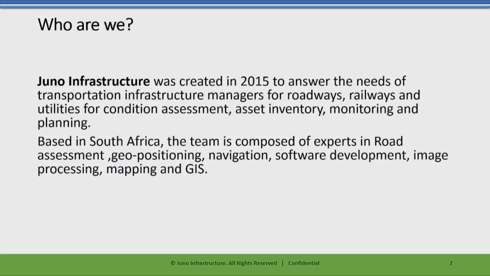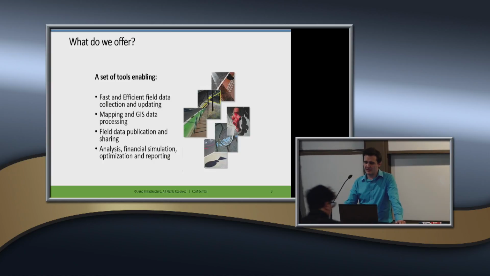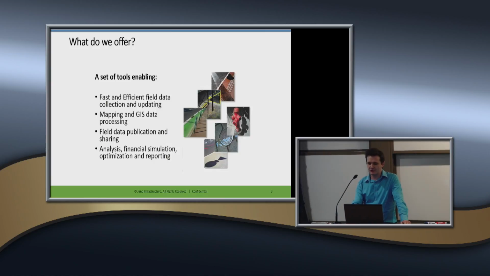So just a little bit about us. We were established in 2015 to meet the needs of infrastructure managers across a variety of disciplines. We're based in South Africa. We have a team of experts in software development, GIS, geomapping, image processing. The tools that we offer span the board, from fast and efficient data collection all the way through to the decision-making tools. And that's exactly where AgileAsset fits into the picture.